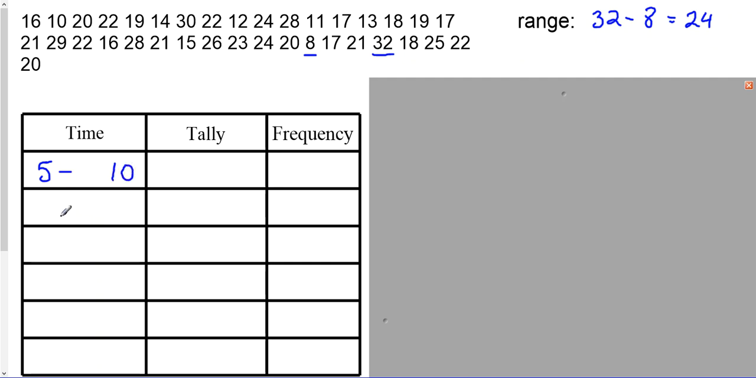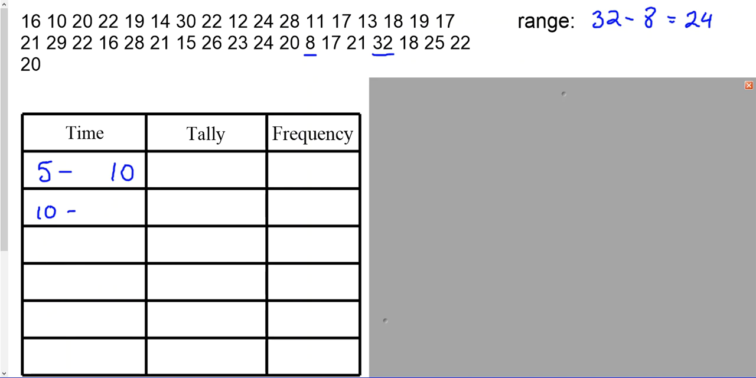So the first one might go 5 to 10, and then 10 to 20, then 20 to 30, 30 to 40. Oh, unfortunately, I've changed the size of my bins there. I haven't done that correctly. The bins all have to be the same size.